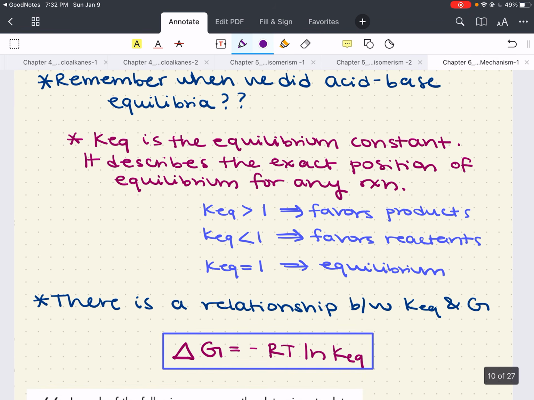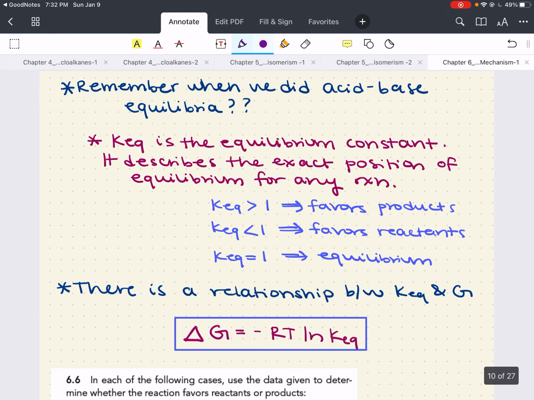Now, one more note on Gibbs free energy before we end the session. Remember when we did acid-base equilibria? We talked about whether our reaction would favor going from reactants to products, or from products to reactants. Keq is a term that describes the exact position of equilibrium for any reaction. So if your Keq value is greater than 1, then your products are favored. If it's less than 1, then it favors reactants. And if it's equal to 1, then your reaction is already at equilibrium.